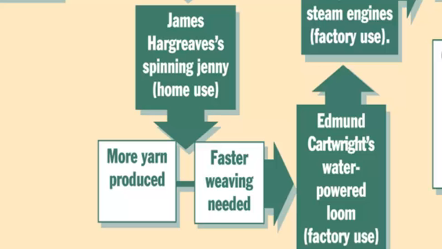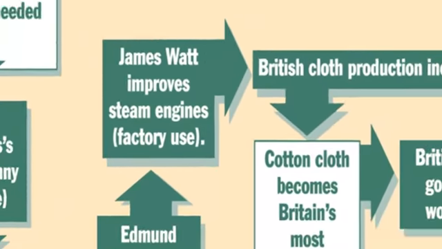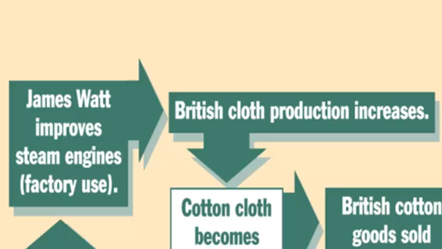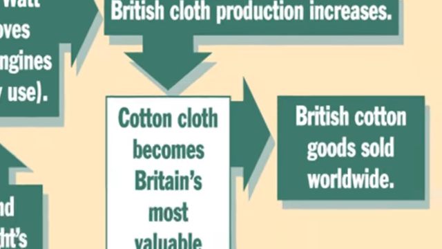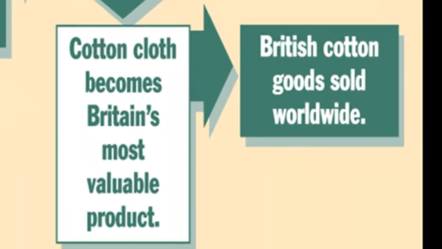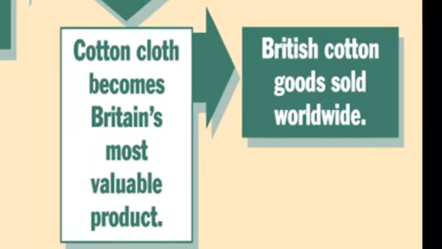So now we turn to Edmund Cartwright's water-powered loom. Now this was the shift to factory use away from the cottage industries. Then James Watt improved the steam engine, again for factory use. And then British cloth production, as a result, increased. The cotton cloth became Britain's most valuable product, which is one of the reasons why British merchants were able to make so much money. British cotton was then sold throughout the world.